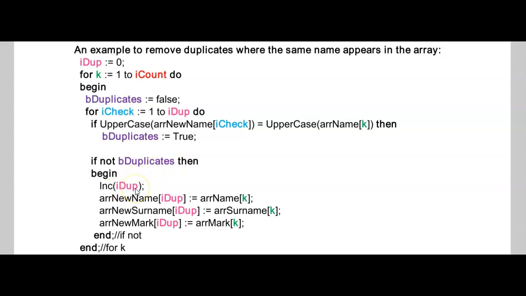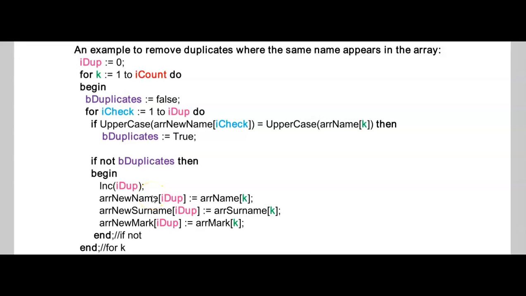I increment my duplicate index, so now I have one item in my new array without the duplicates, and I add the current value of the person to my new array. So the old array is placed inside of the new array if there were no duplicates found. But that was now the example for k equal to 1.